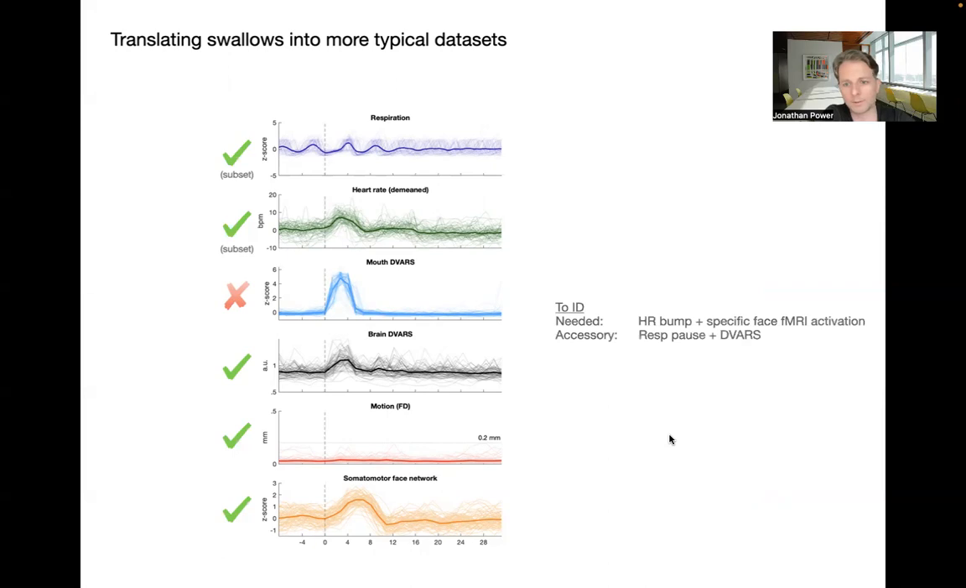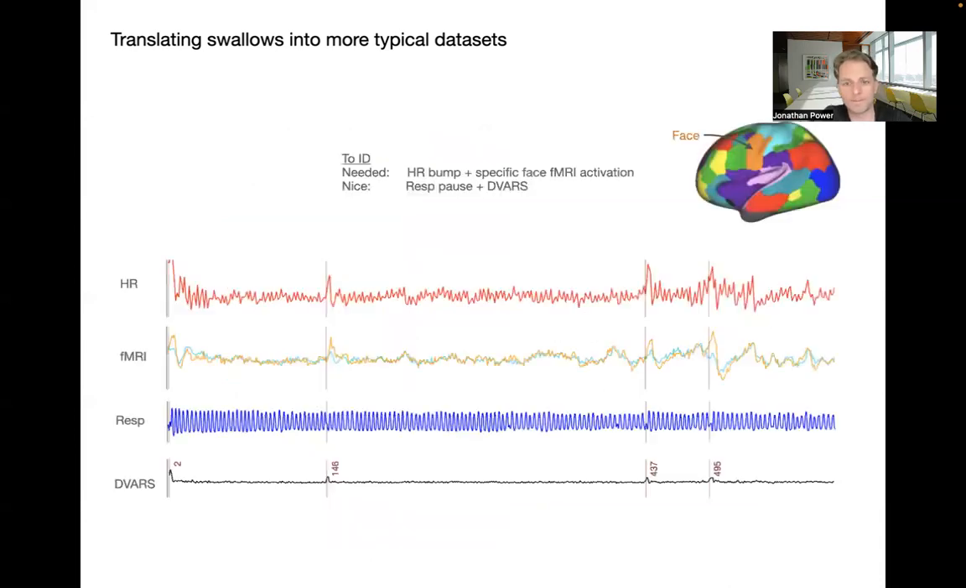And what we decided on using was a heart rate bump and specific activation of the orange face network relative to other networks. And those we agreed on because they happened like 100% of the time, as far as we can tell. Those had to be there for a swallow to have happened. And it's also great if there's a respiratory pause. It's also great if there's a bump in DVARS, because we usually see those things too. But those aren't necessarily so specific to what we're talking about.